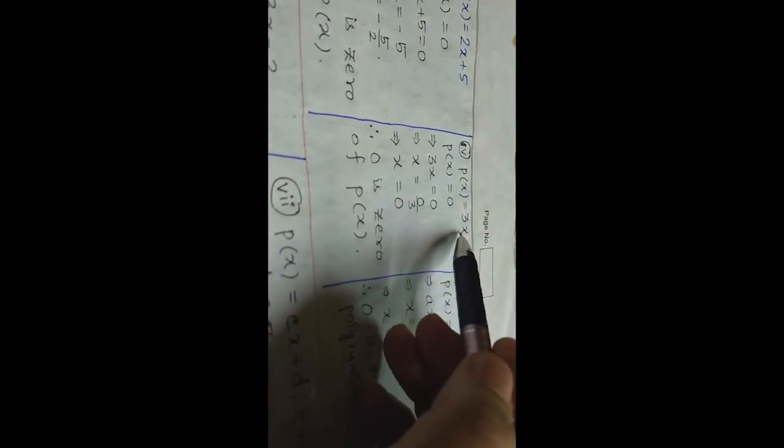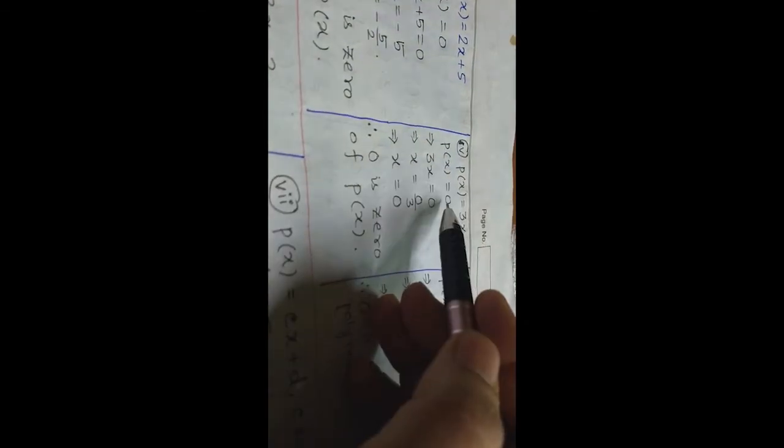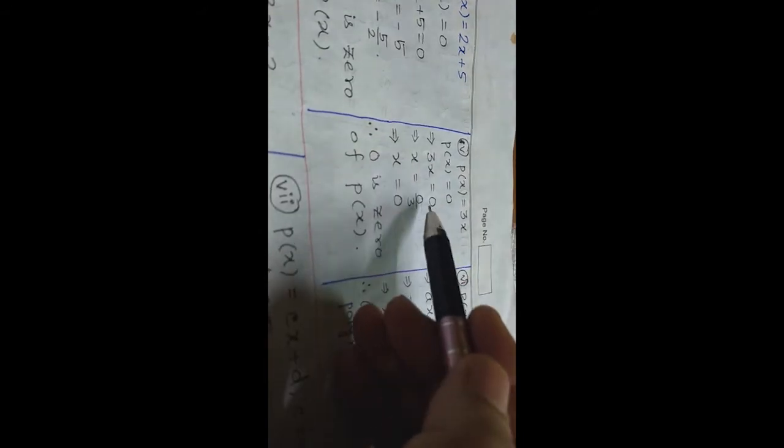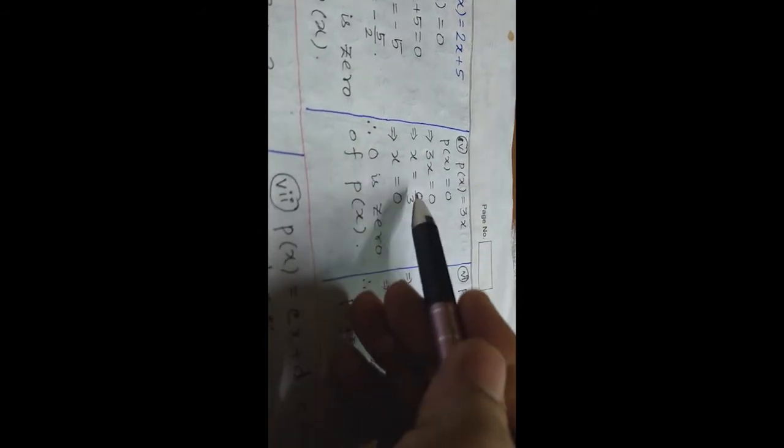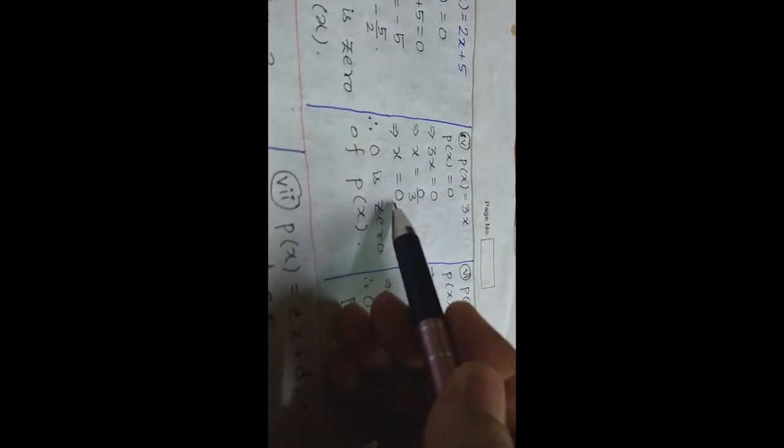Question number 5. I did it in a very small area. Question number 5 is saying p(x) equal to 3x. So p(x) equal to 0, you have to put 3x equal to 0. If you divide both sides by 3, it will be x equal to 0 by 3, and 0 by 3, you know, is 0. So here 0 is the 0 of p(x).